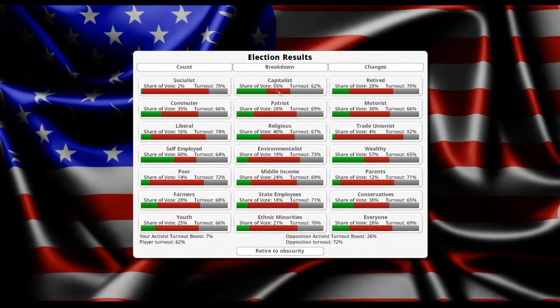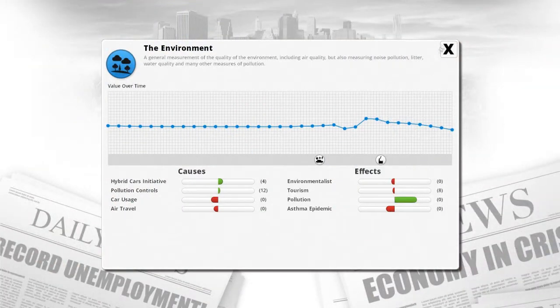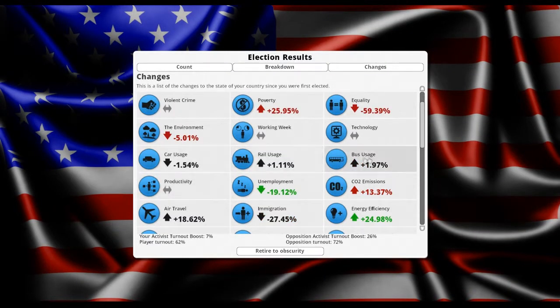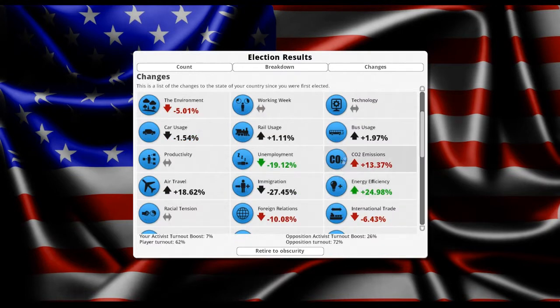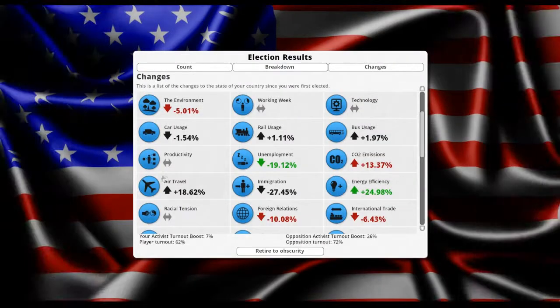Let's see. I got majority of the capitalist vote, majority of the self-employed vote, and the wealthy. Whoops. But look, health went up, education went up, crime went down, equality and poverty went down, made changes for the worse. Apparently the environment went down. Yeah, I don't really see that. Maybe it just takes more time. Car usage went down, unemployment went down, CO2 emissions went up for some reason. Immigration, of course, went down because I started the border controls.